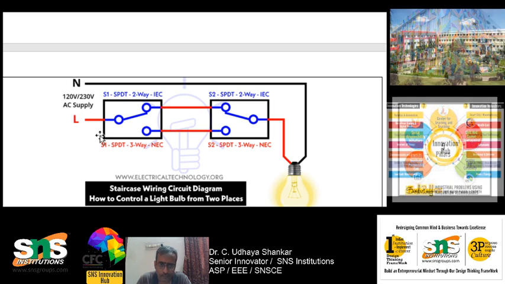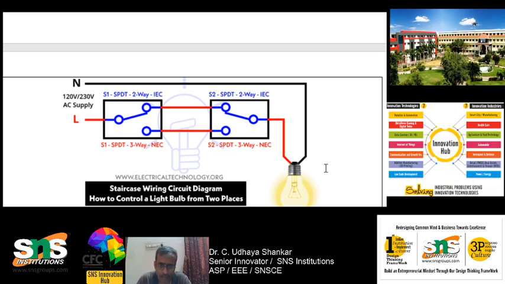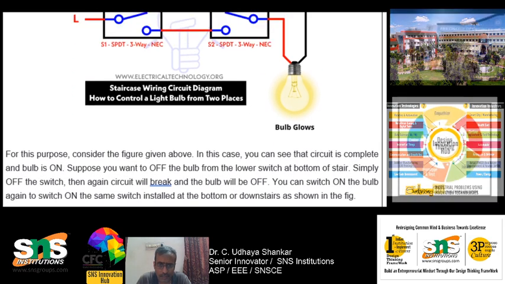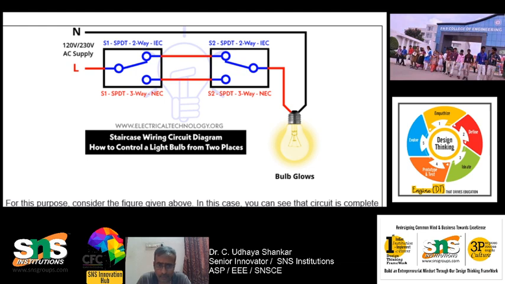Okay, so the phase lines are always marked in red color, whereas the neutral line is marked in black color. Please, you can understand over there. Okay, so for this purpose, you can see that in the above case, the circuit is complete and the bulb is on. Okay, why is the bulb on?